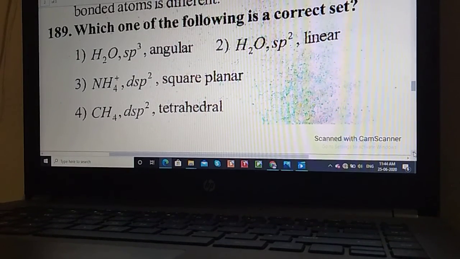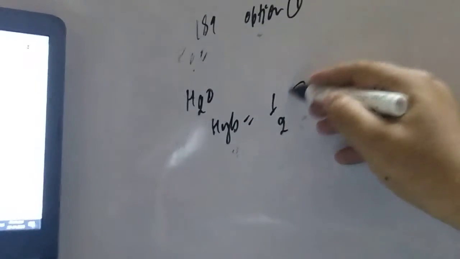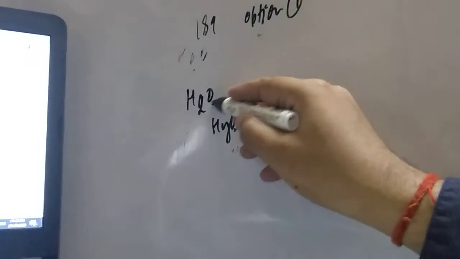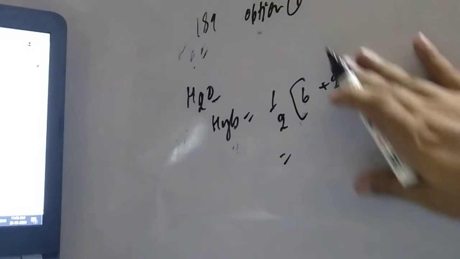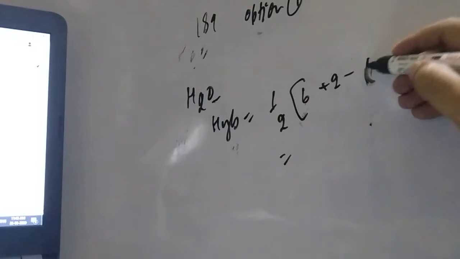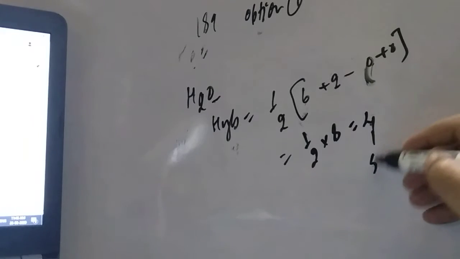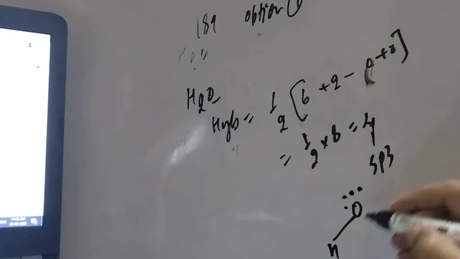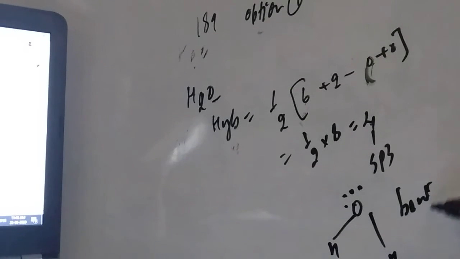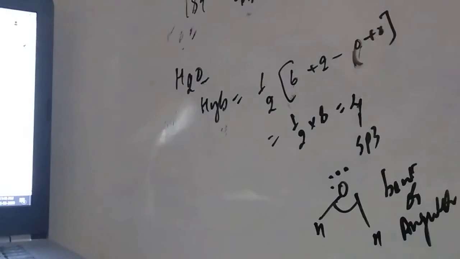Why, student? If you talk about H2O, you can see here, H2O. If you want to calculate the hybridization, it is 1 by 2 of the valence electrons of oxygen, 6, plus monovalent, 2. Cation and anion are 0, so minus C plus A is 0 plus 0, no need to write here. So that is 1 by 2 into 8, how much is coming? 4. 4 means sp3, that is correct. And the shape, student: O has a lone pair here, a lone pair here, and hydrogen here. So you can say bent or angular, both names are correct.